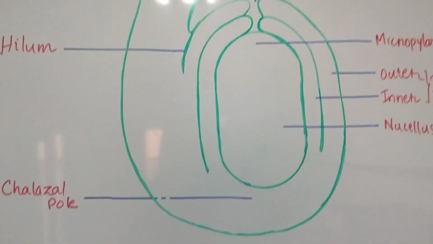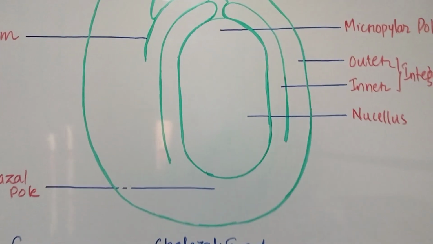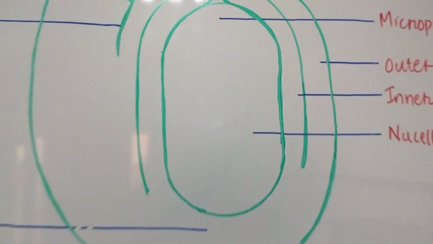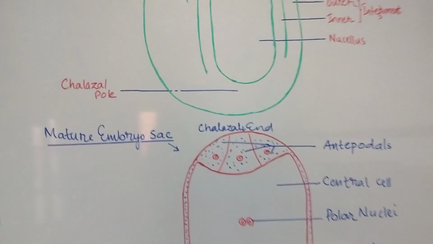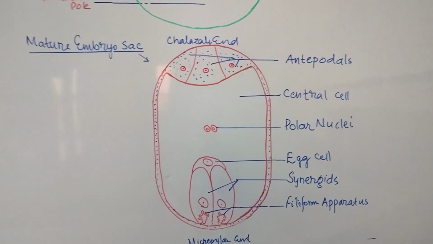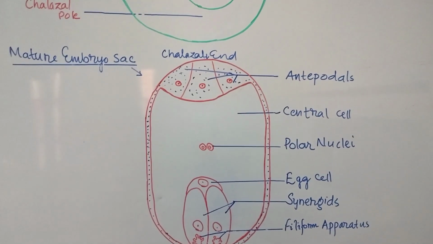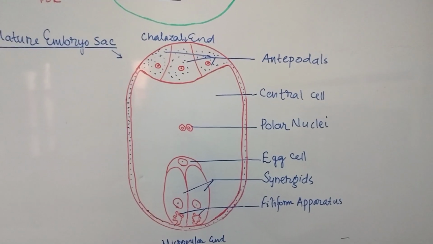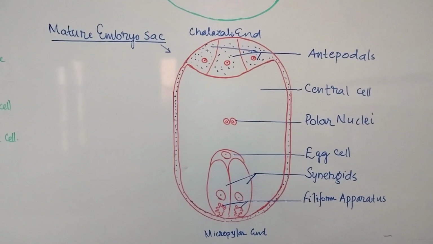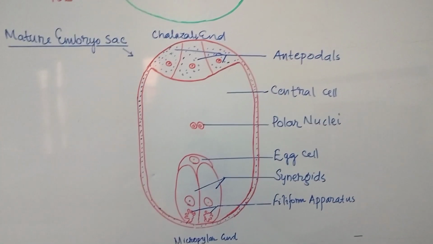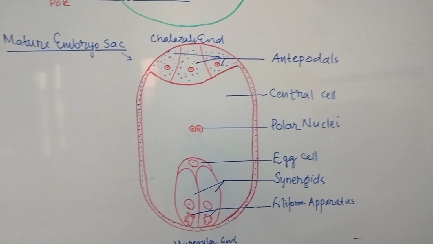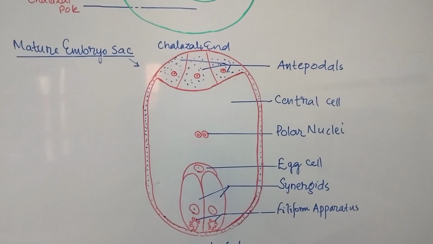Coming to the matured embryo sac, which will be formed from a single nucellus tissue by monosporic development. Having attained maturity, the typical embryo sac has an 8-nucleate, 7-celled division. This also will be coming for a board exam. Explain the 7-celled 8-nucleate stage of a typical embryo sac.